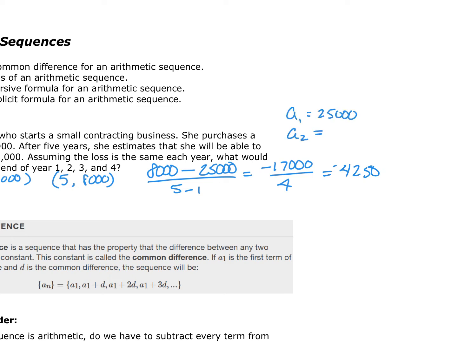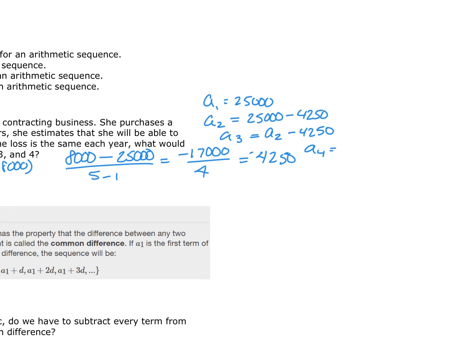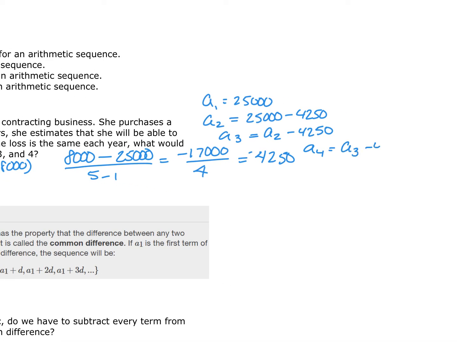A sub 2 would be 25,000 minus that 4,250. A sub 3 would be, and this is where I can throw in that recursive, A sub 2 minus that 4,250. And then A sub 4 would be A sub 3 minus that 4,250. And my A sub 5, of course, should end up with the 8,000. So bam, look at that. I threw in some recursive.